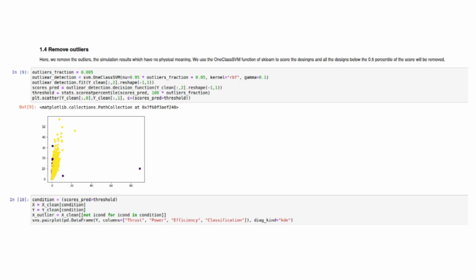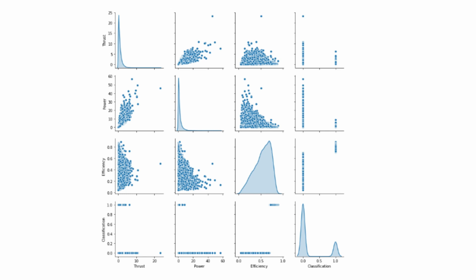Okay, so we identify our outliers with the one-class SVM function of sklearn, and with this we can really filter out all the values which are non-physical. And if we take a look at our pair plots again, then we can see that the efficiency is always below 1, and that is good. So we can move on to build our model.